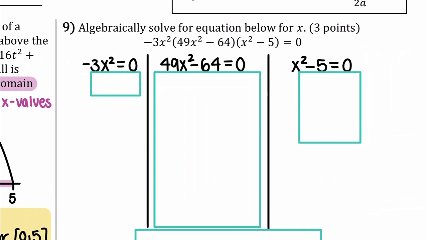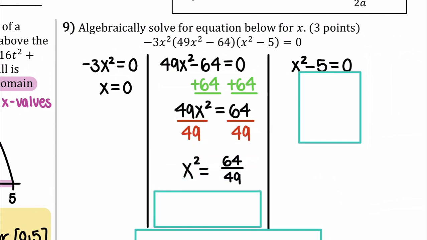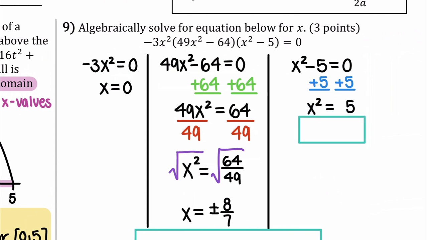Okay, now it's okay. Solving the first one for x, you could totally divide by -3 and everything, but that's just a lot of work. This is just going to be x is 0. That's the only answer that's going to make this entire expression equal to 0. Then in the middle, we can add 64 on both sides, then divide by 49, and then we have x squared is equal to 64 over 49. To solve for x, we take the square root of both sides of the equation, thus giving us x equals plus minus 8 over 7.